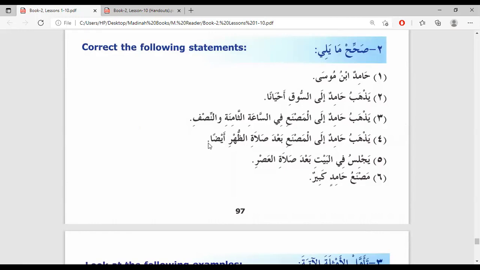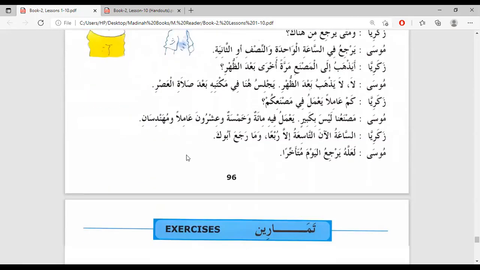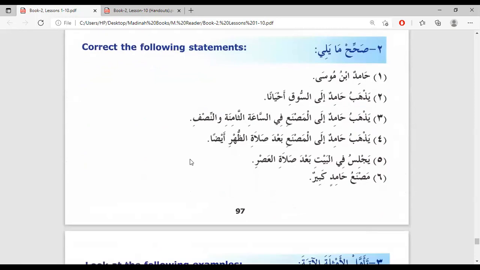Okay. يجلس في البيت بعد صلاة العصر. He sits in the house after Asr prayer. يجلس في مكتبه بعد صلاة العصر. Okay, so this is also غير صحيح. مصنع حامد كبير. ليس بكبير. So this is غير صحيح.